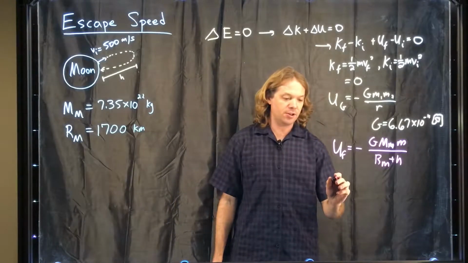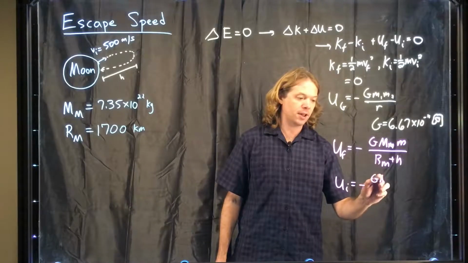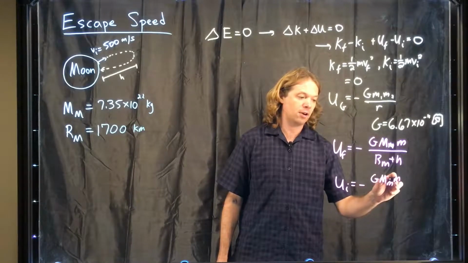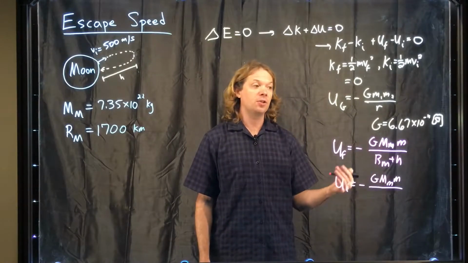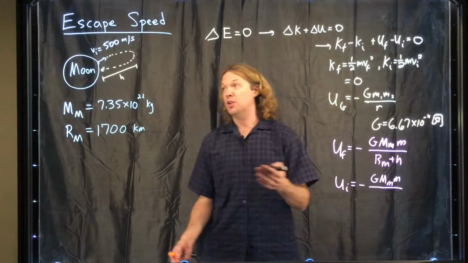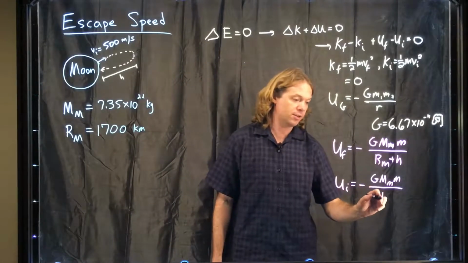The initial potential energy is going to be the exact same formula. In fact, the top will all be the same, because the masses aren't changing between the initial and final state. But the bottom has to be the initial separation between the two masses. Initially, the object is sitting on the surface of the moon, and so the initial separation is just the radius of the moon.